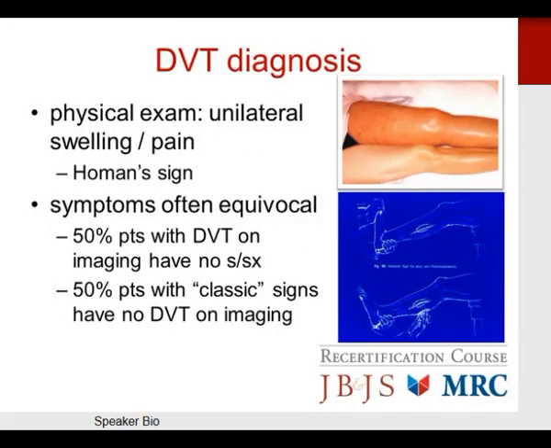The DVT diagnosis can be kind of frustrating. Usually you'll see unilateral swelling or pain or a positive Homan sign, which is when you squeeze the calf with the ankle in dorsiflexion, and they have reproducible pain here. But it should be noted the symptoms are often equivocal. Many patients with DVT seen on imaging will have no signs or symptoms, and many patients with classic signs will have no DVT on imaging. So it can be a difficult diagnostic situation.